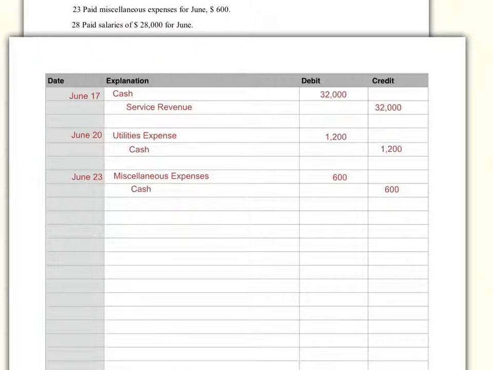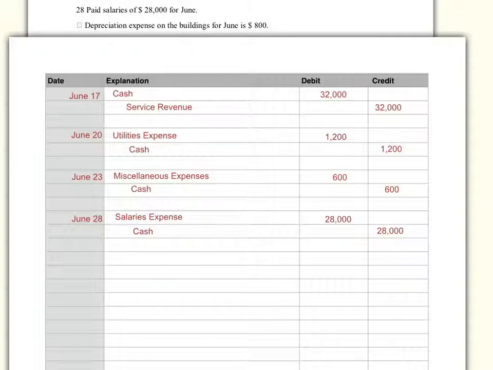Now, on the 28th, I paid salaries for June, $28,000. Debit salaries expense, $28,000, and of course cash. The employees wouldn't be happy unless I paid them with cash. So cash goes down $28,000. And that completes the business transactions for the month of June.